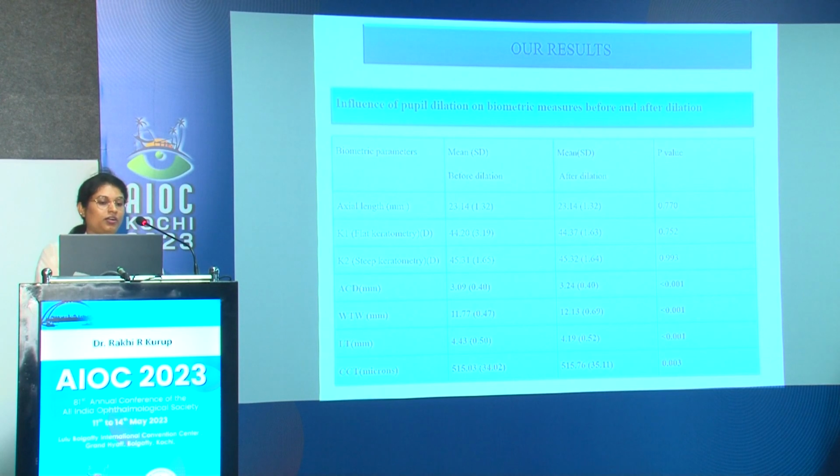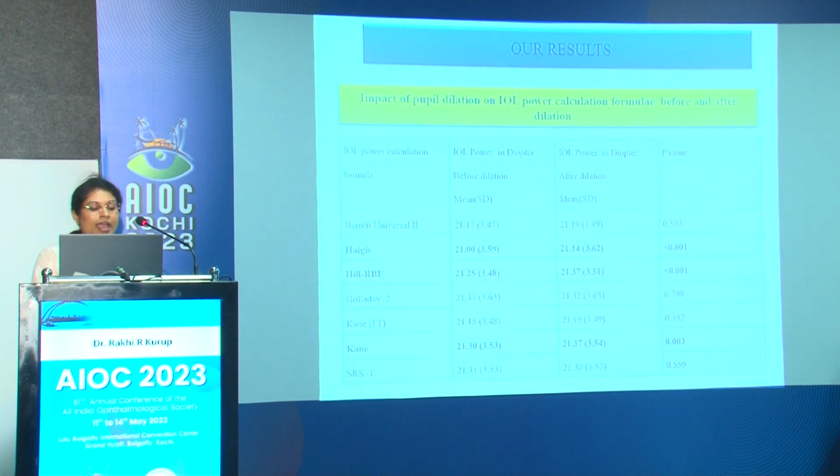Our results on the influence of pupil dilation on biometric measures: before and after dilation, we have observed that there is a significant difference in anterior chamber depth, WTW, lens thickness, and central corneal thickness. Anterior chamber depth, WTW, and CCT showed a significant increase post-dilation, and lens thickness significantly decreased after the dilation. The impact was seen in the Haigis, Hill RBF, and the Kane formulae, which are done without using lens thickness as a parameter.